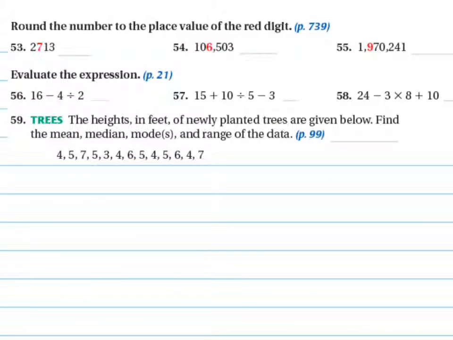Now the last part of the assignment is just review. So it's on this page. We're doing rounding. Remember, you look behind the red digit to tell whether it rounds up or down. Remember, 5 or greater, the number is going to round up, and 4 or less, the number is going to round down. 56 through 58 is order of operations. Remember PEMDAS, please excuse my dear Aunt Sally. Parentheses, exponents, multiplication and division from left to right, and add, subtract from left to right. And 59 and 60 are pretty straightforward.